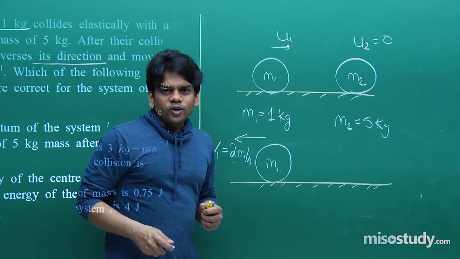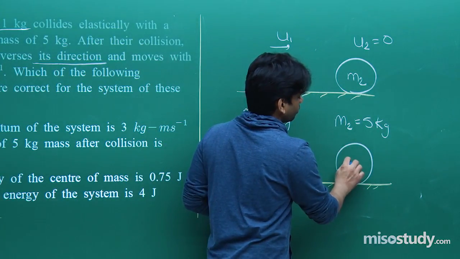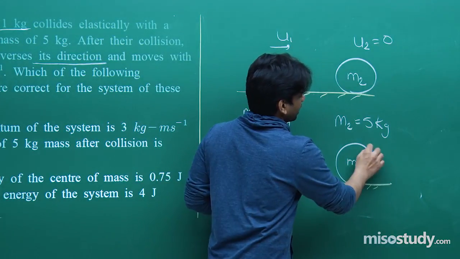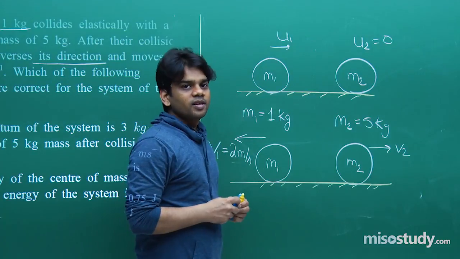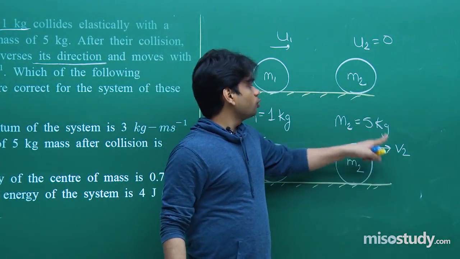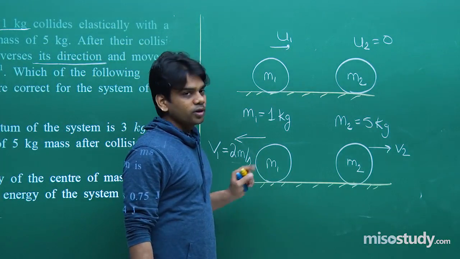Let's see the effect on the second body. This is the 5 kg body, m2. Let's say it moves with a velocity v2 along this direction. So we are unaware of v2, we are unaware of u1. We are aware of the final velocity of m1.